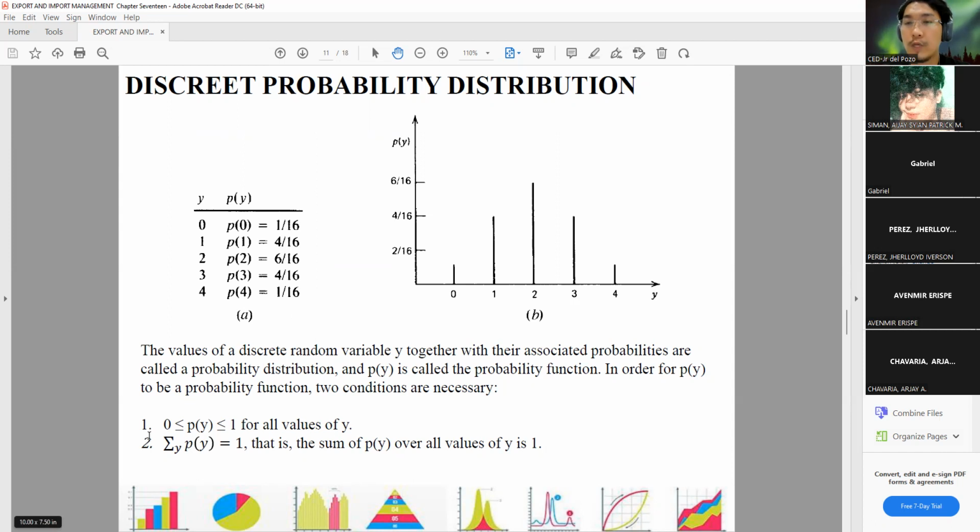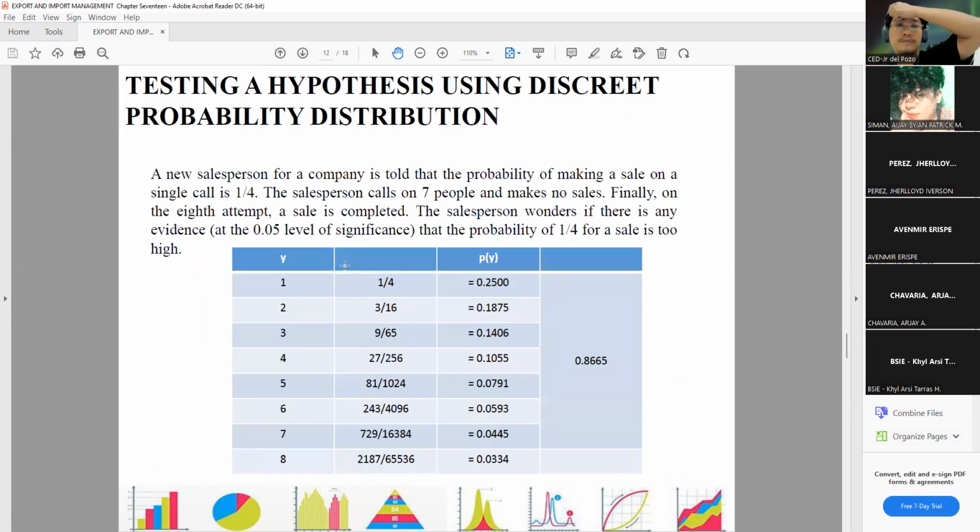So we relate this to the conditions that yung p(y) mo must not be less than 0 and also must not be greater than 1. And as much as possible, all those values must sum to 1. So we consider this one as a probability function.